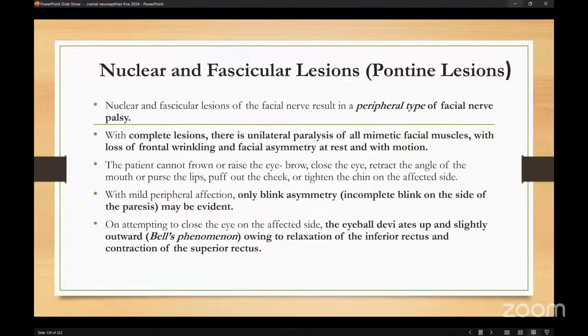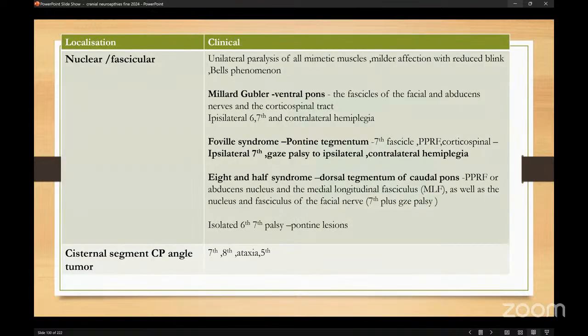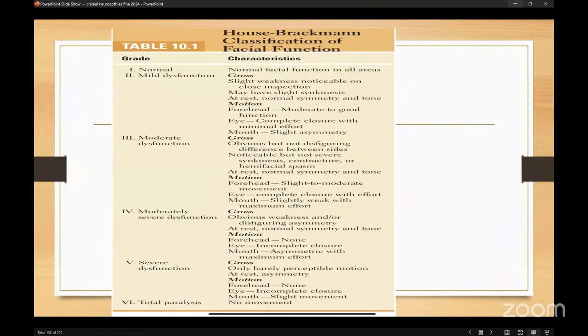Okay, then nuclear and fascicular lesions. You know that the entire one side of the face becomes paralytic: loss of wrinkling of forehead, facial asymmetry, blink asymmetry, Bell's phenomena. All these things are known. So you all are aware of all these syndromes. I'll just jump to the next part.